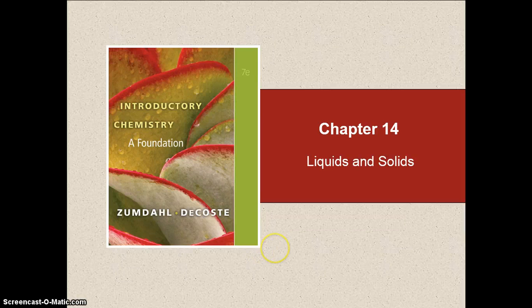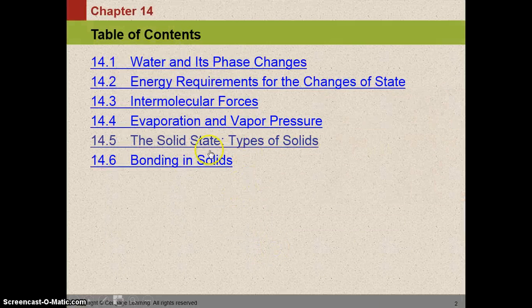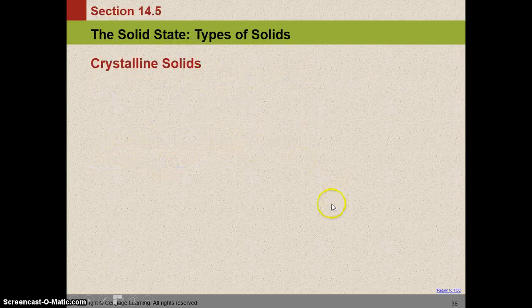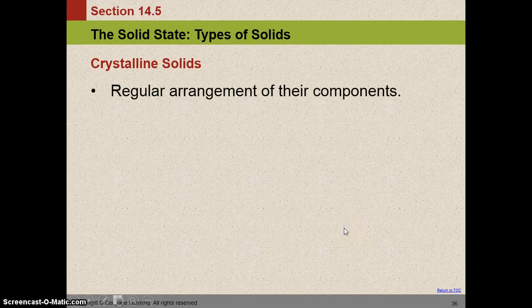We're going to finish up chapter 14 today, liquids and solids, with looking at the solid state, types of solids, 14.5, and bonding in solids. It's a really quick lecture. Crystalline solids is where we're going to start.